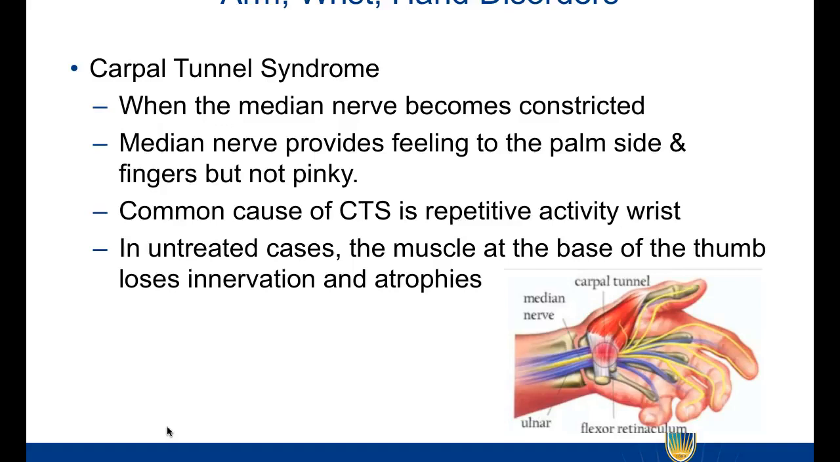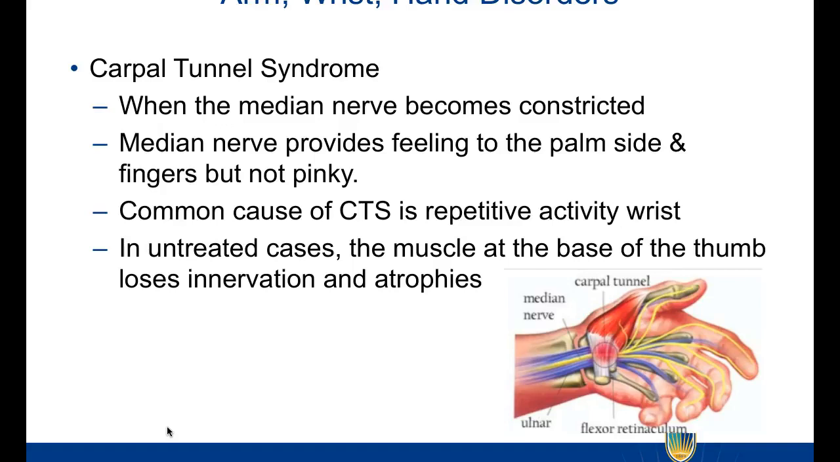Carpal Tunnel Syndrome. Carpal Tunnel Syndrome occurs when the median nerve, which runs from the forearm into the palm of the hand, becomes constricted. The carpal tunnel is a narrow passageway of ligament and bones at the base of the hand that houses the median nerve and the tendons that bend the fingers. The median nerve provides feeling to the palm side of the thumb and to the index, middle, and ring finger, but not to the little finger.